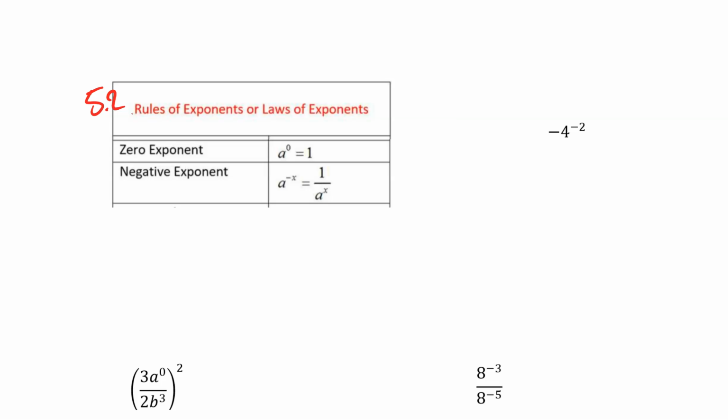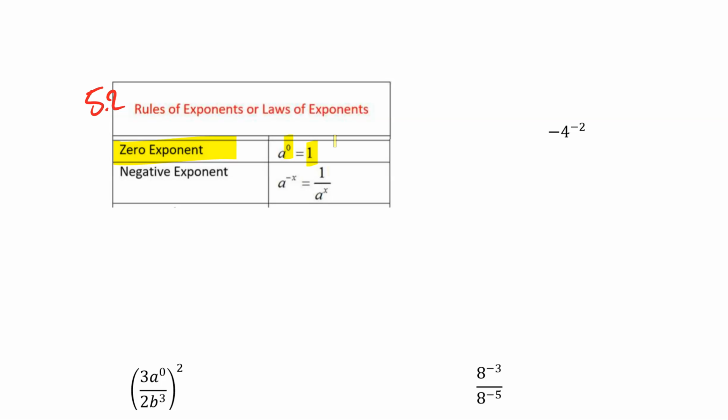The first one is the zero exponent. You can see that right here. What it's saying is when you have a base to the exponent 0, it's equal to 1. Any base to the exponent 0 is equal to 1. There is no exception to that rule. If you see a base to the exponent 0, it is equal to 1.